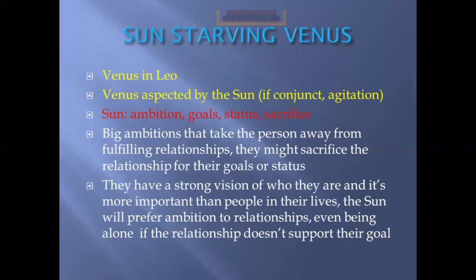Okay, of course, let's remember that we need to look at the chart as a whole in order to make an assessment as well, because there could be other aspects in the chart that show that they're capable of relationship as well. Okay, but that would be the general idea of the sun starving Venus.